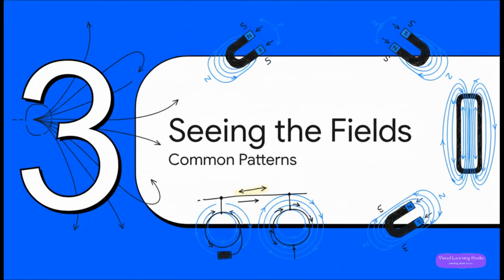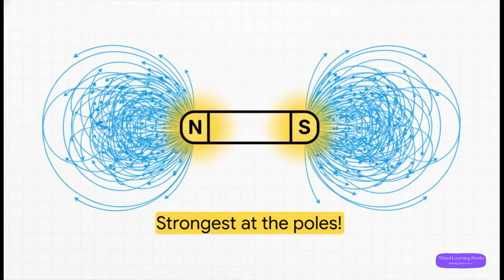So what does this mean for you? It means we can now use these rules to actually see what the field looks like for different magnets and wires. Let's look at a few of the most common patterns you'll run into. First up, the old classic bar magnet. You can see the lines bursting out from the North Pole. See how dense they are right there? That's rule number 3 in action. It's where the field is strongest.